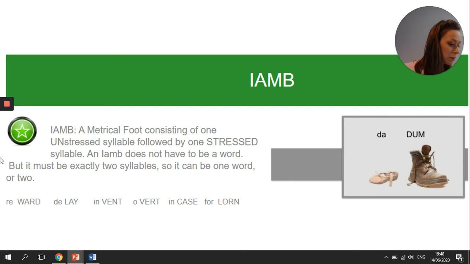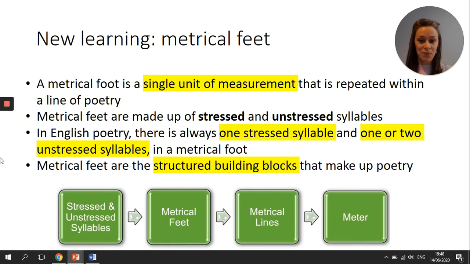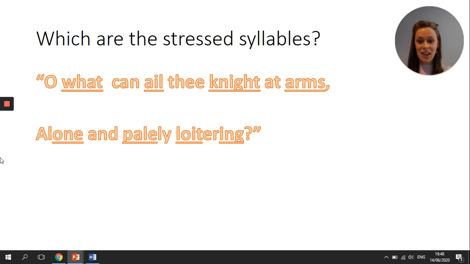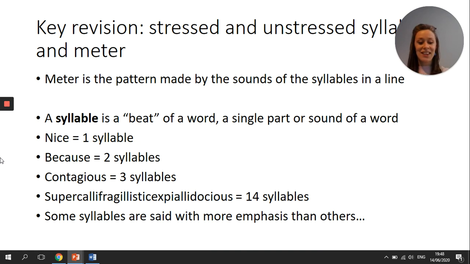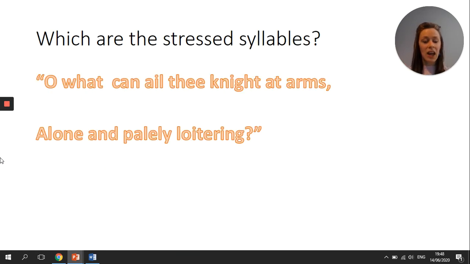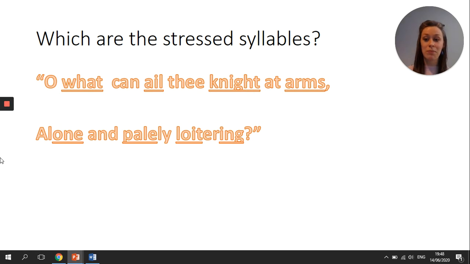But I just wanted to re-explain that because it's been a while since you were taught it at school and I want it to be really clear. So, stressed syllables are naturally emphasized. In Daniel, it's the Dan. In Danielle, it's the elle. And syllables are just the beats in a word. And the way a poet organises those can make a pattern.